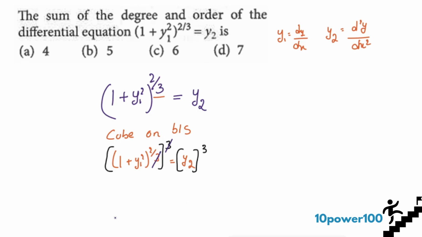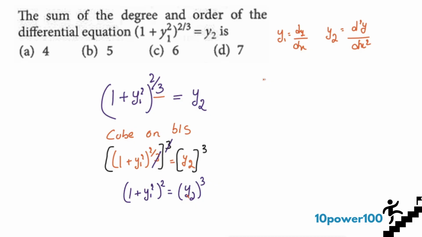What is left on the left hand side? It is 1 plus y1 square the whole square is equal to y2 the power 3. Yes, now this is solved, and easily we can find the order and degree. For order, it is the maximum number of times the differential equation is differentiated. It is differentiated 2 times, right? We have written y2 is nothing but d square y by dx square.